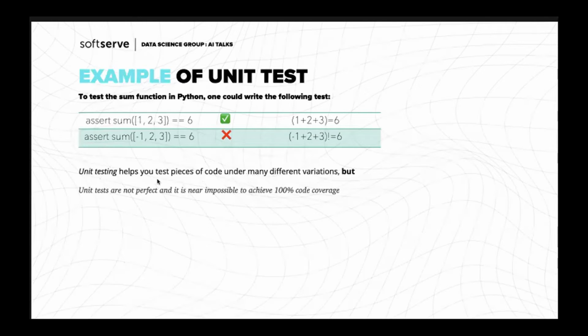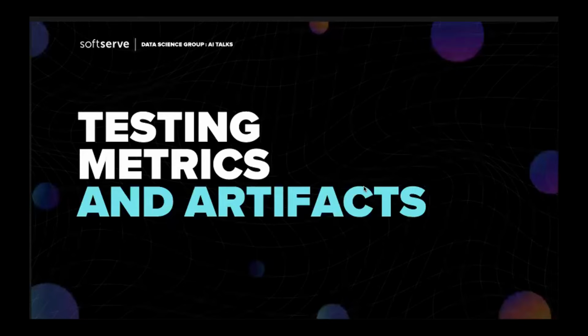Unit testing helps us to test pieces of code under many different variations, but unit tests are not perfect and it's near impossible to achieve 100% code coverage. We'll see it in practice a little bit later.